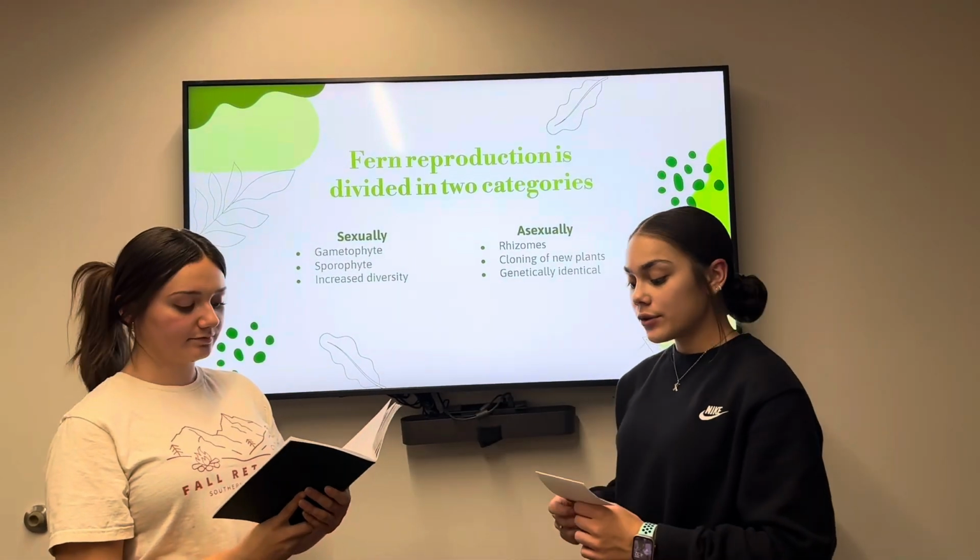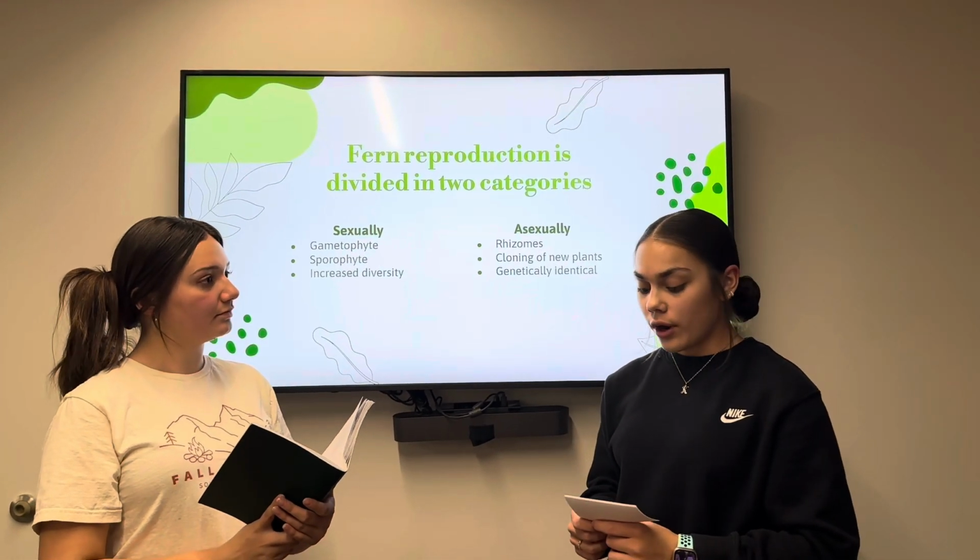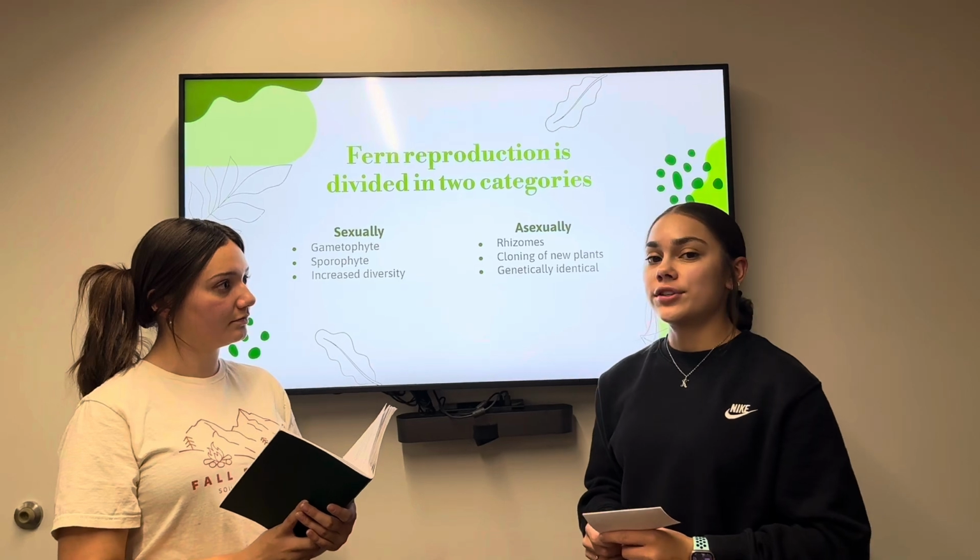The first way is sexual reproduction, which starts with teeny heart-shaped gametophytes. On these, sperms swim through water to fertilize the eggs. This is why moisture is very important.